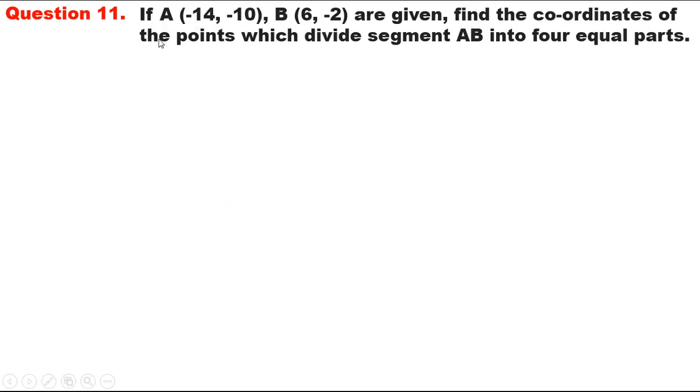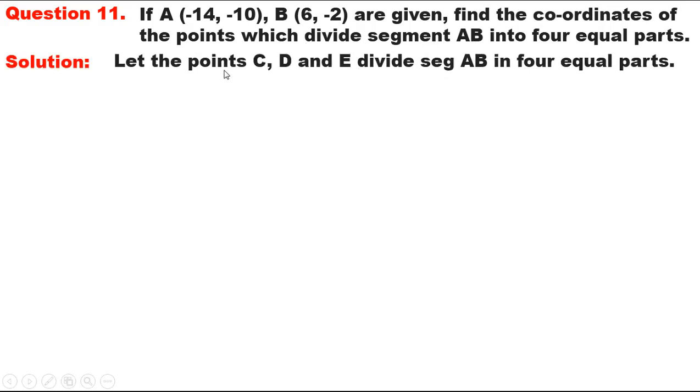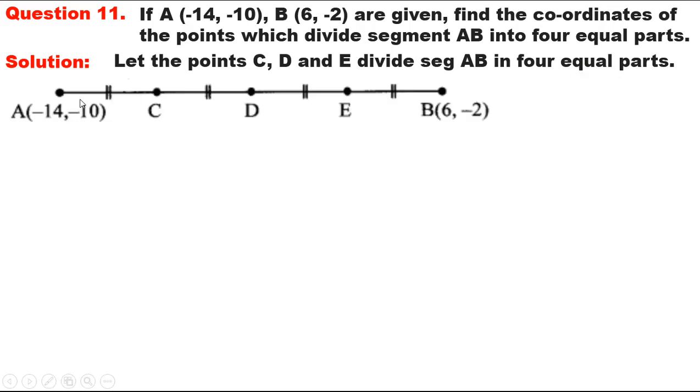Question 11. If A(-14, -10) and B(6, -2) are given, find the coordinates of the points which divide the segment AB into 4 equal parts. Solution. Let the points C, D and E divide the segment AB into 4 equal parts.